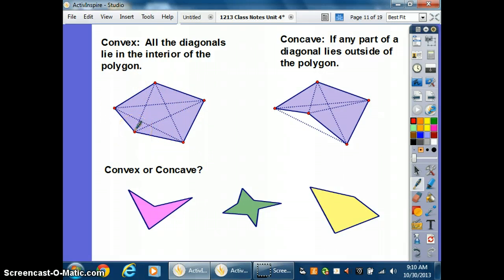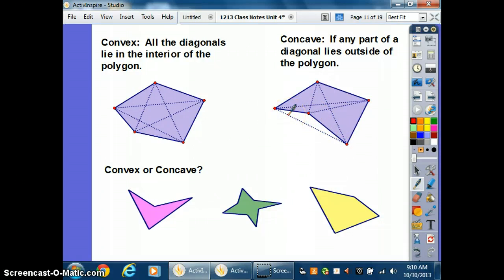Concave, however, is if any part of a diagonal lies outside the region. See how this region here, the diagonal's on the outside from vertex to vertex. This is called concave. Punched in. Again, if I put a rubber band around this shape, this part would not touch the sides of these two segments. So let's get these names down.